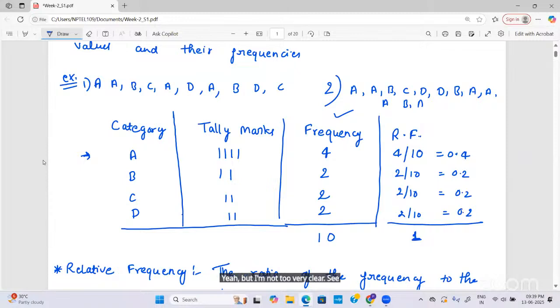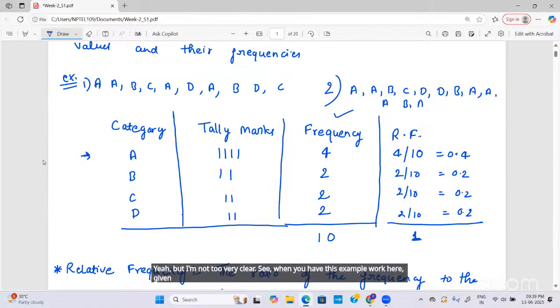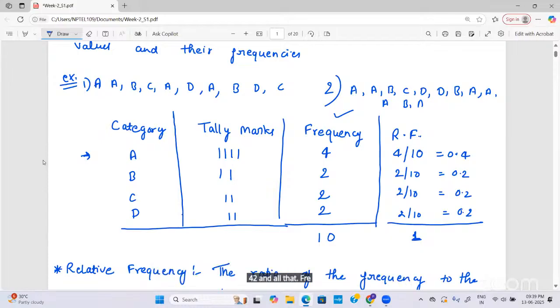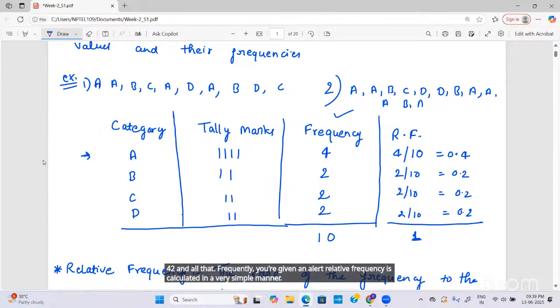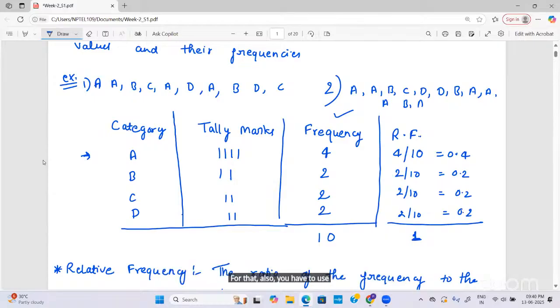See, in this example you are given categories A, B, C, D, and tally marks 4, 2, 2, and all that frequency, and the relative frequency is calculated in a very simple manner. When the frequency varies and is in odd numbers like 70, 60, or 40, 20, how do you calculate the relative frequency for that? For that also you have to use the same thing. You have to divide the frequency by the total frequency. So this is the simple formula for relative frequency. It does not matter what the number is in the frequency.